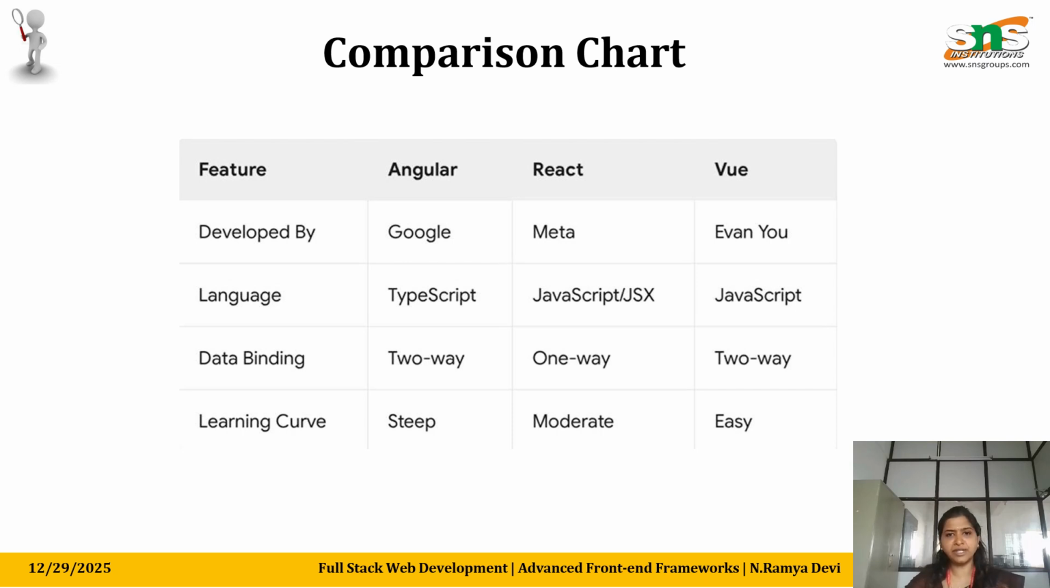Here the data binding in Angular flows in two ways. Also in Vue.js, the data flows from one component to another in a two-way direction. But in React.js, it is only a unidirectional data flow. It starts from one component and ends at the end component. And when it comes to learning, Angular is a little bit steep, React is more moderate, and Vue.js is easy to learn. Thank you.